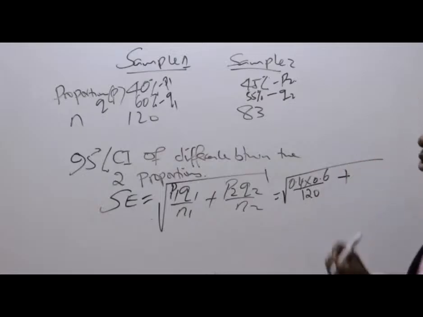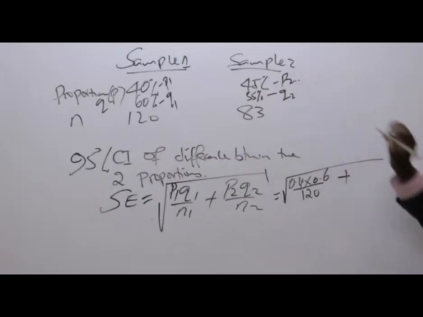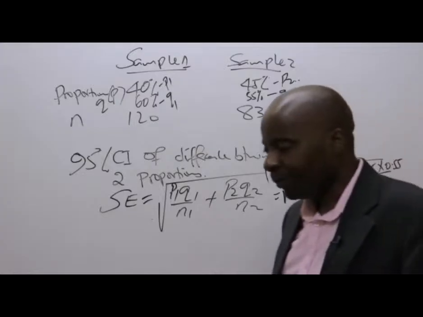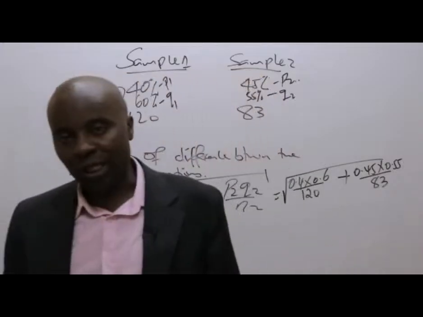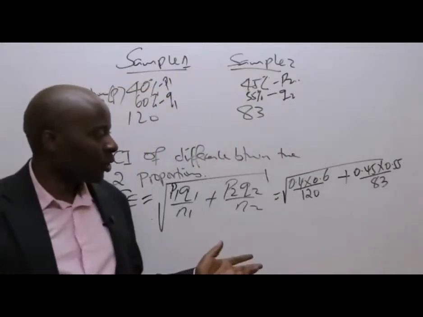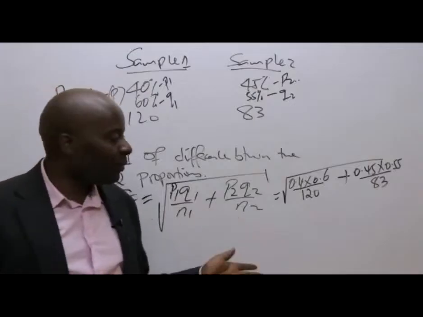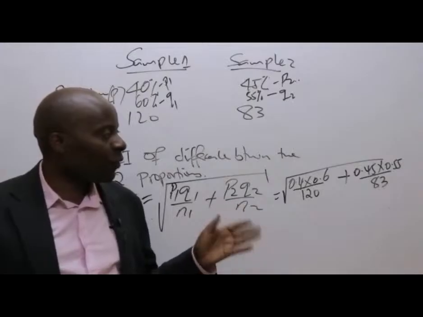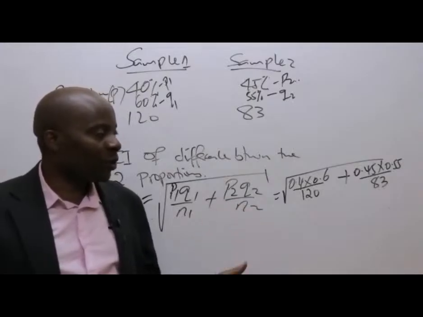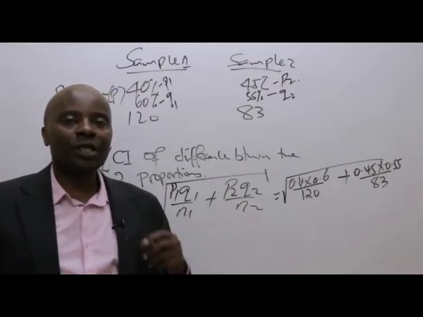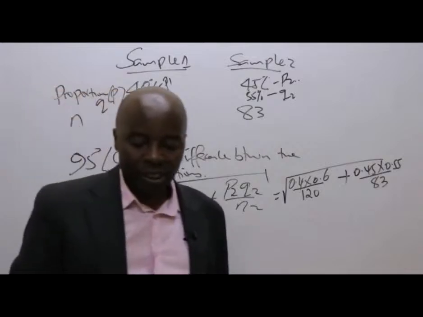Plus the second one, we have P2 Q2. So we have 0.45 times 0.55 all over 83. Here you have to be quite good with your calculator for you to give us the correct answer. Take 0.4 times 0.6 divided by 120 plus 0.45 times 0.55 divided by 83. You say equals. Whatever you get, you say square root.